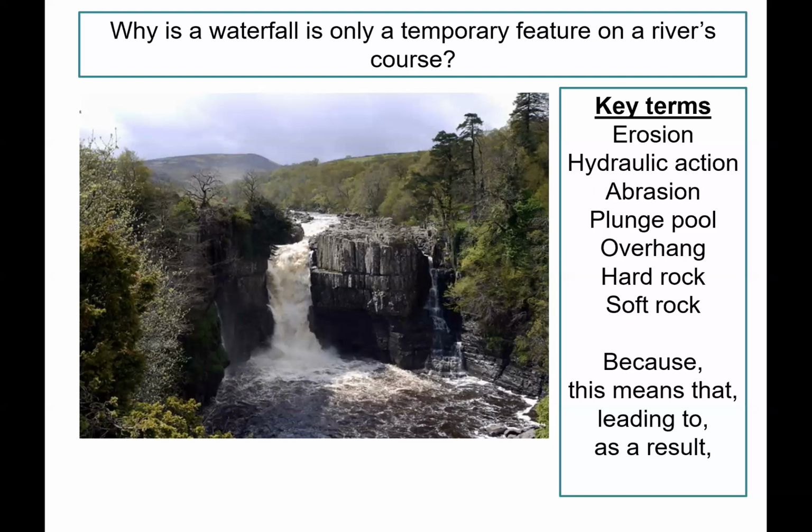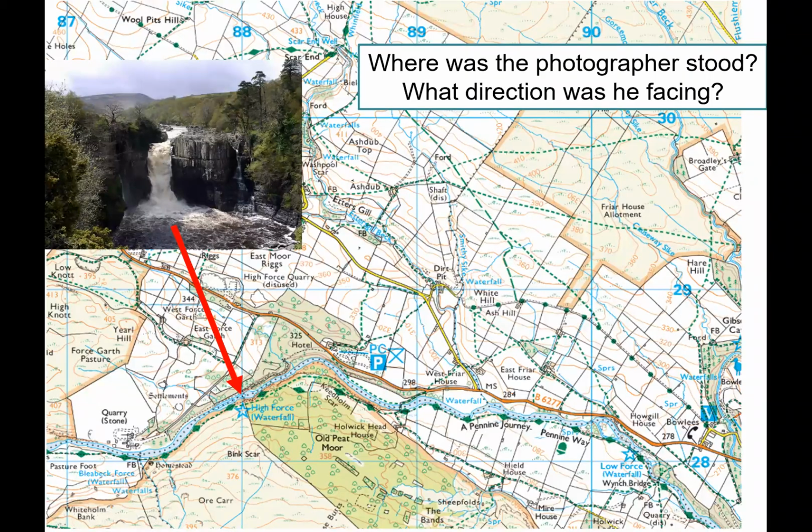Okay, now we've got a few map skills. You have a picture of High Force waterfall and the red arrow shows you where it is. So there's High Force waterfall, it's here on the river. Just to give you a hint, the river is flowing in this direction. So it's flowing across your map from the west to the east. On this map, the vertical lines always go from north to south. So north is up, south is down, east is to the right, west is to the left.